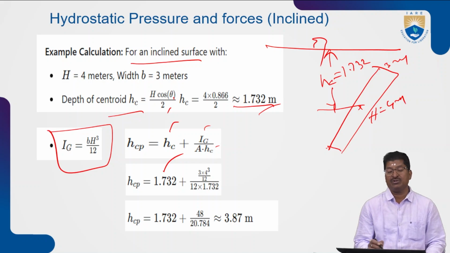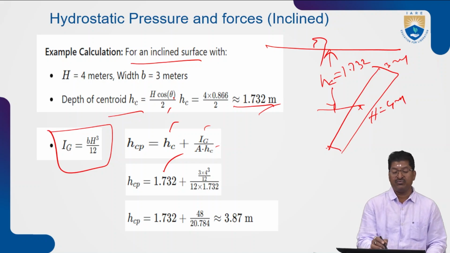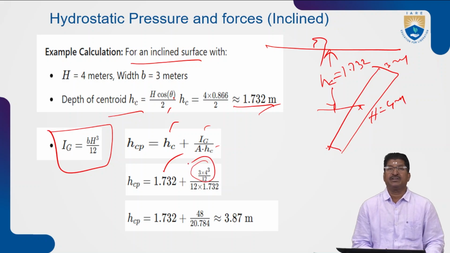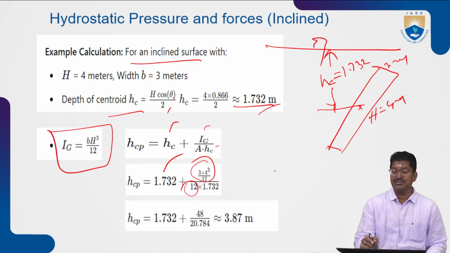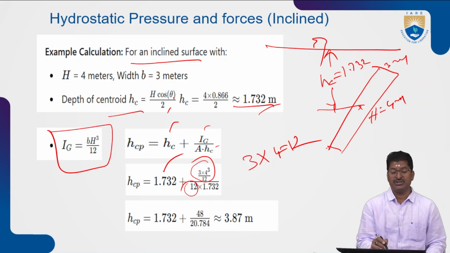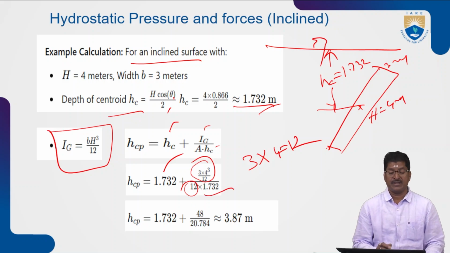So BH cube by 12. B is 3, H is 4, by 12. So this is the Ig, the moment of inertia about the centroid. And the area is 3 meter by 4 meter, so 12. So BH cube by area, and again hc is the centroid distance.